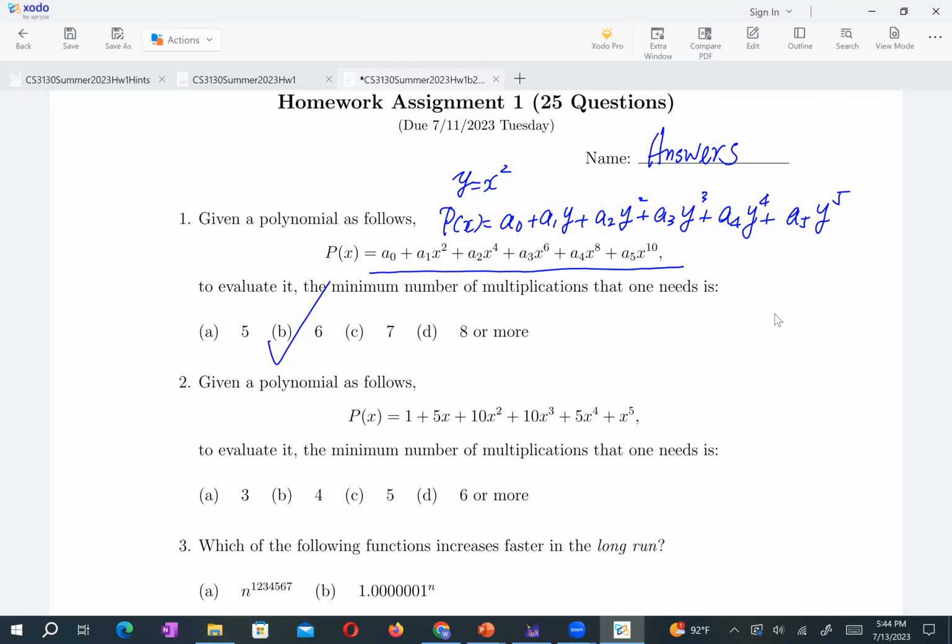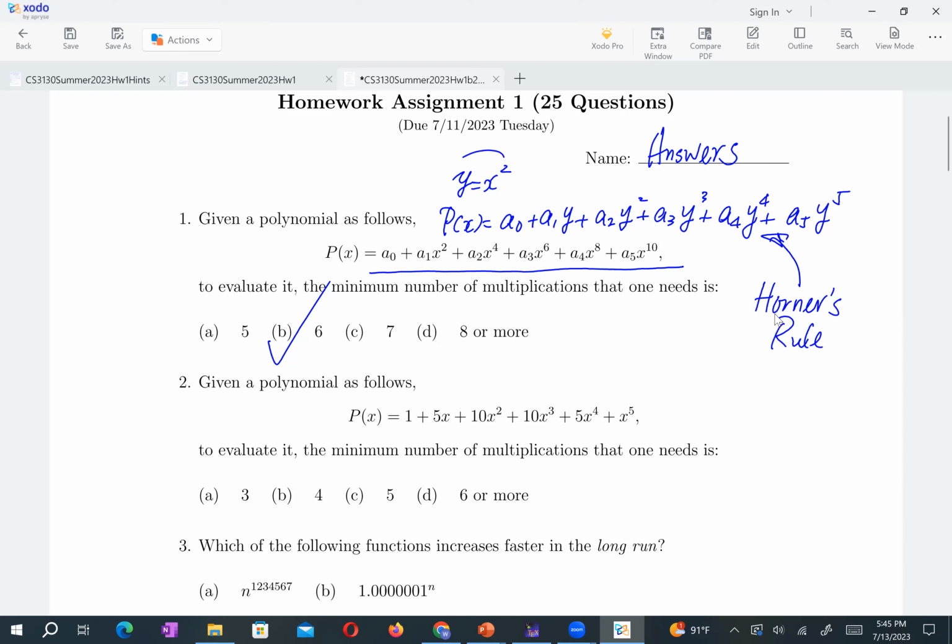Because when we apply Horner's rule, we want to apply it on the standard form, not a special form. With the special form, you didn't use the full power of Horner's rule. You probably only use the partial power, not the full power. So here, we apply Horner's rule on the standard form.